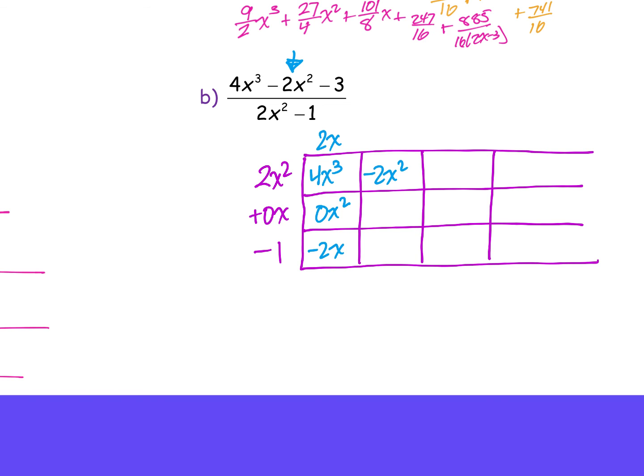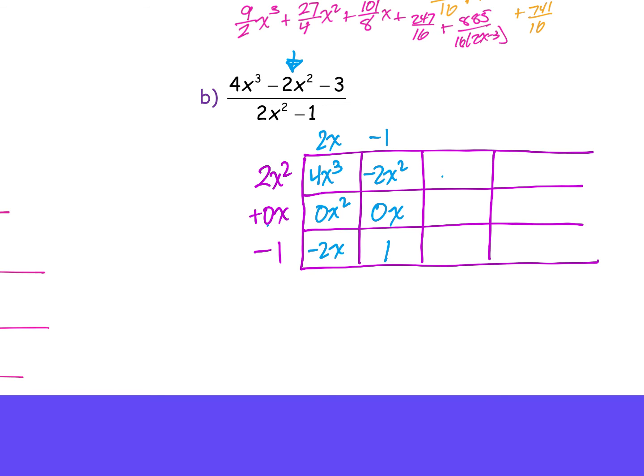x squared. Can't do anything with the negative 1 because I can only fill in one space, I can't fill in two spaces, so I can't do anything yet. But I can say 0x times negative 2x squared gives me 0. Oh, sorry. What do I multiply 2x squared by to get negative 2x squared? Negative 1. So 0x times negative 1 is just 0x. And negative 1 times negative 1 is 1.